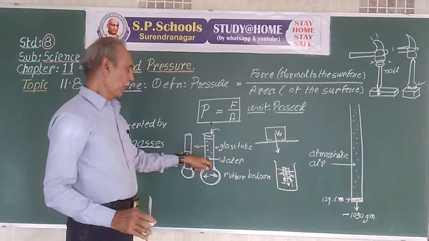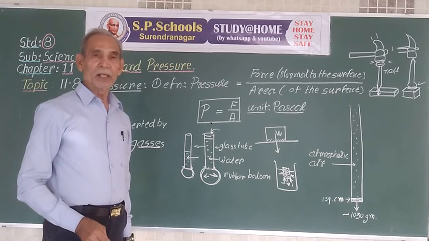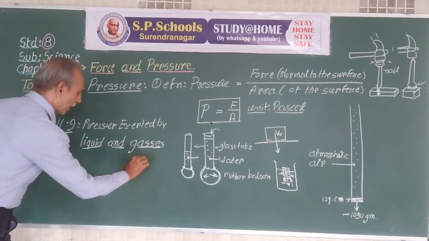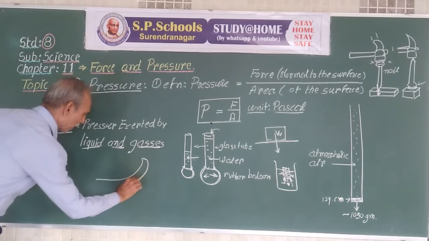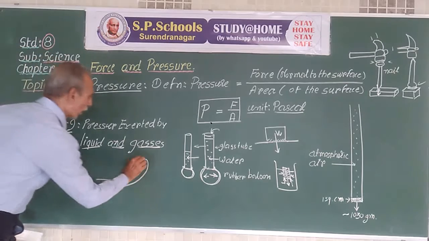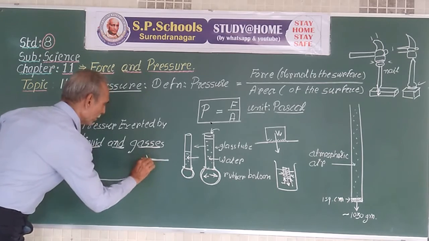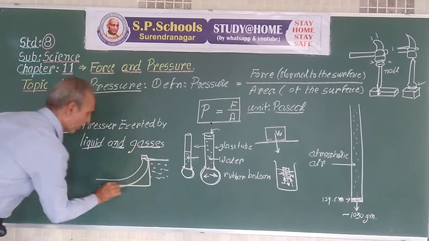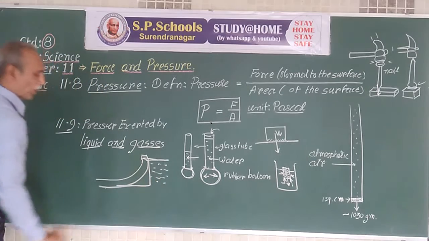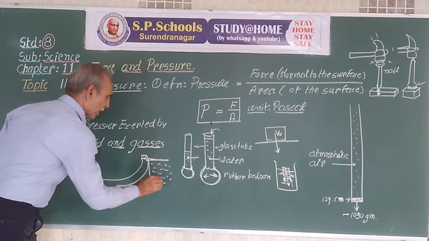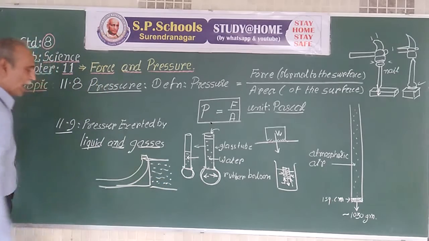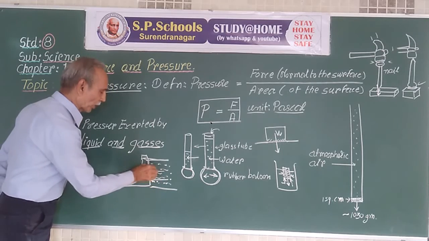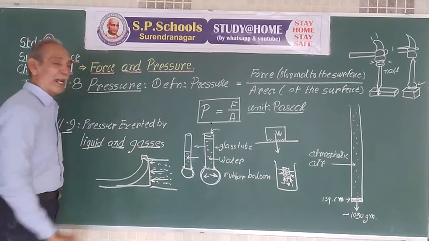Deeper you go in water, greater is the pressure. Therefore, water dams are built in such a way that they are broader at the base. Water dams are made broader at the base because here the pressure of the water is higher. Here the pressure is less.